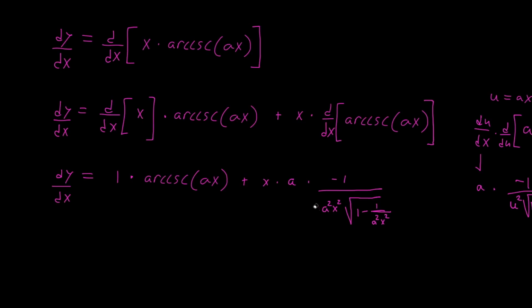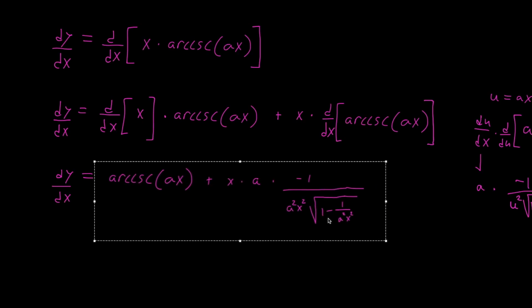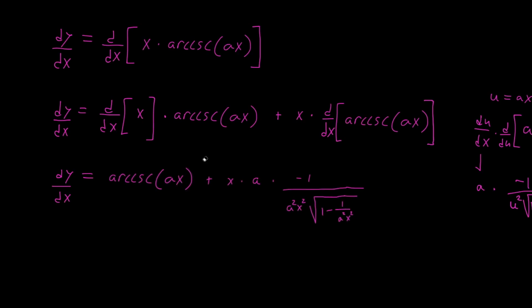And we'll clean that up because I think we're just going to finish on this line. Extend these out a little bit. a squared x squared. And 1 times arc cosecant of ax is just going to be arc cosecant of ax. Drag this over. x times a is ax, times -1 is negative ax. So let's rewrite this as negative ax.